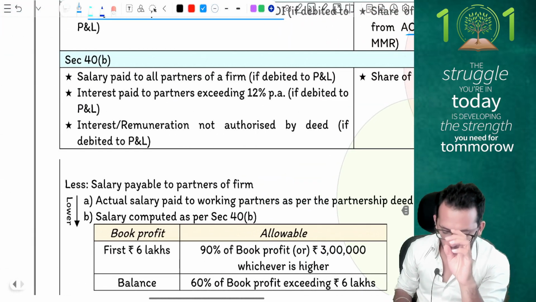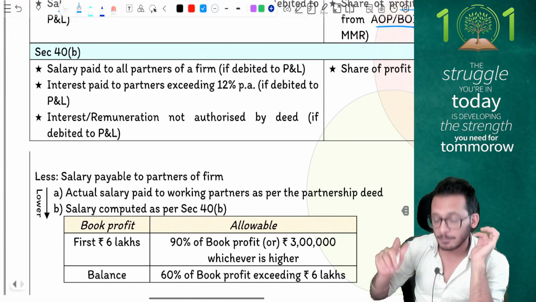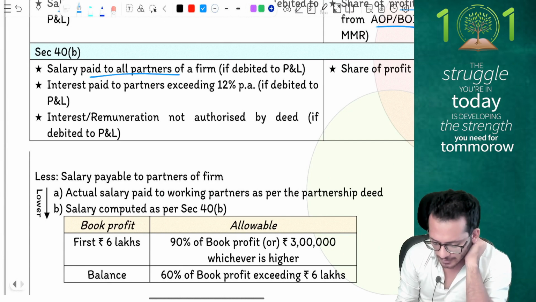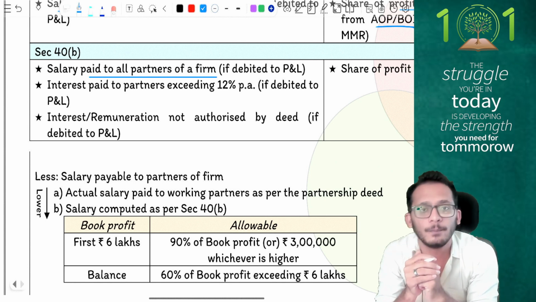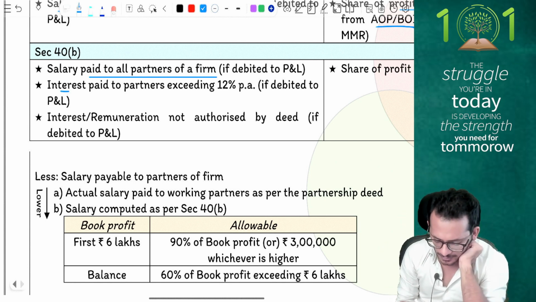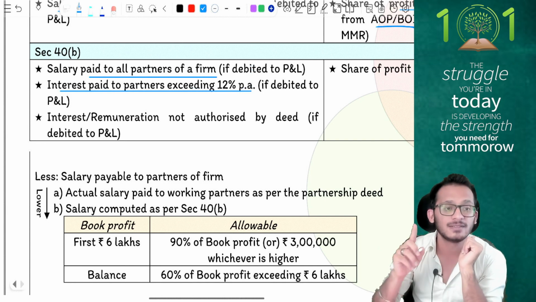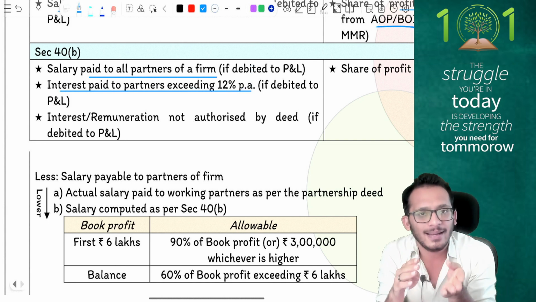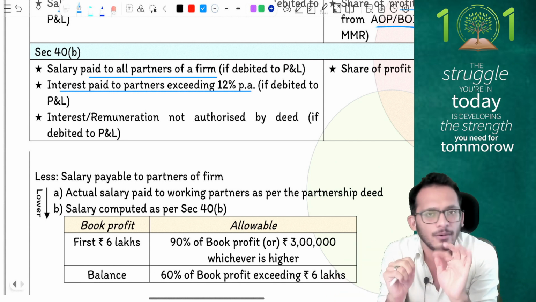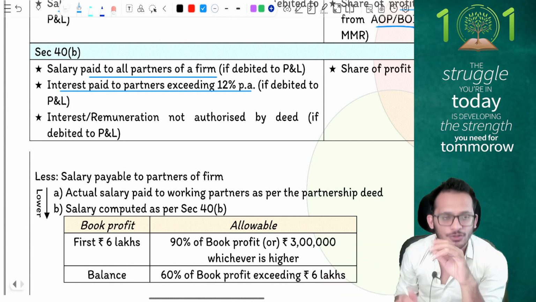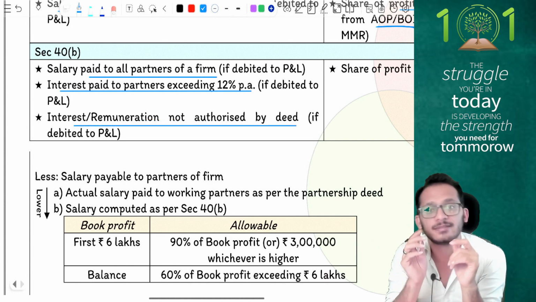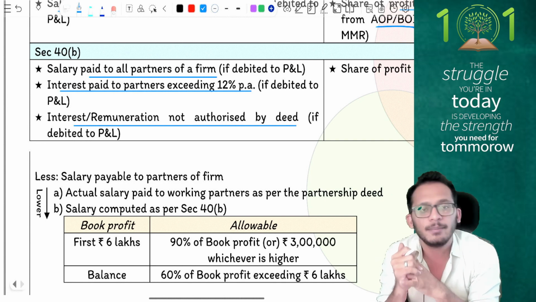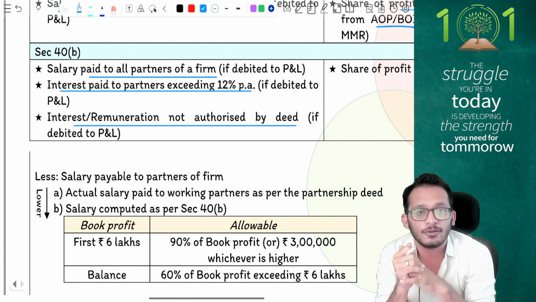Yes. Now coming to the partnership firm, the Income Tax Act says whatever salary you are paying to all your partners will be fully disallowed because you have to compute it as per the book profit computation. Next, any kind of interest paid to partners will be disallowed if it is exceeding 12% per annum, meaning anything more than 12% per annum you will disallow, anything up to 12% you can claim as a deduction. And then any kind of interest or remuneration which is not authorized by the deed will get disallowed. Yes, so you will only get a claim if the deed is authorizing these kinds of payments.